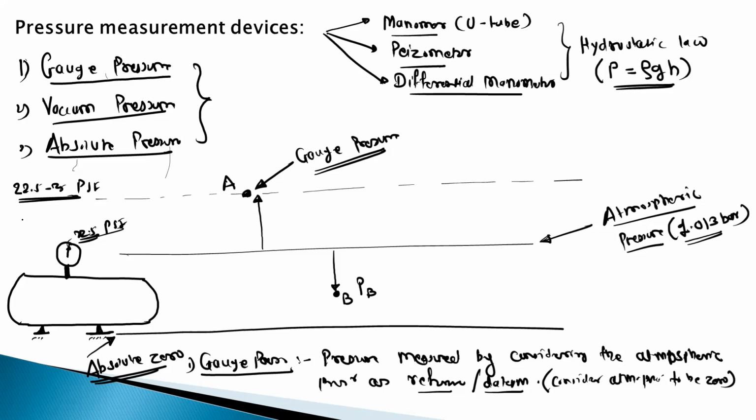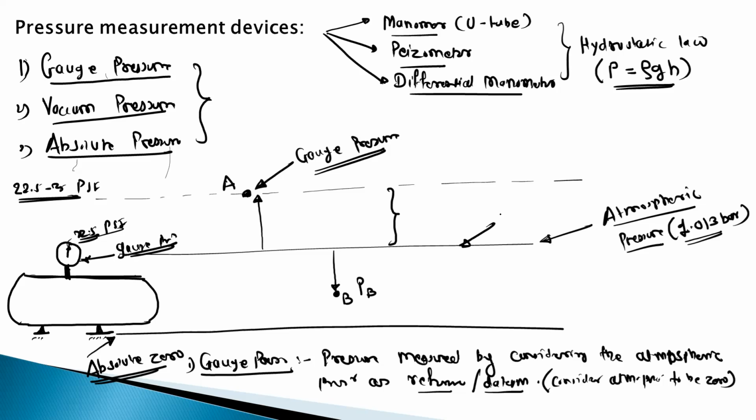Okay. So this pressure we can measure with the help of this pressure measurement device. This is called a Bourdon tube pressure gauge. Okay. So this pressure gauge directly gives the gauge pressure. Okay. That means this pressure. So this device has been designed so that it will consider the atmospheric pressure as zero.